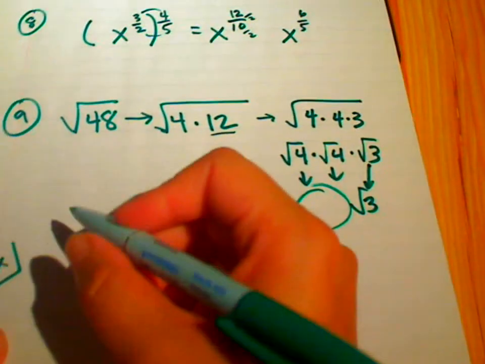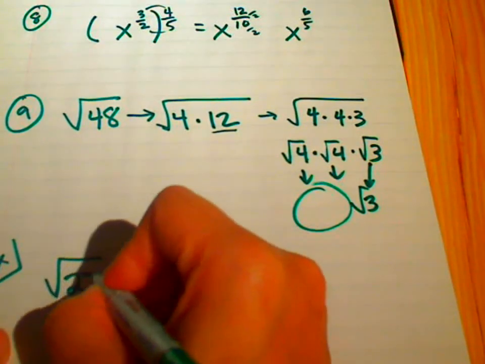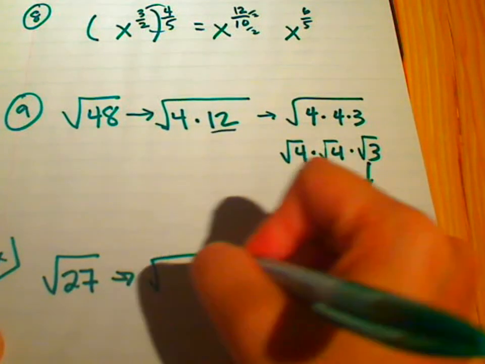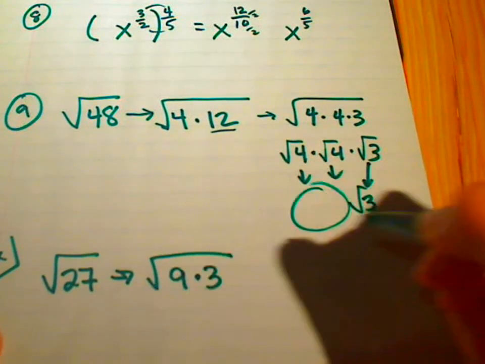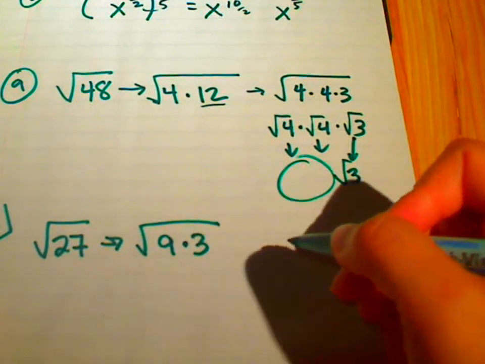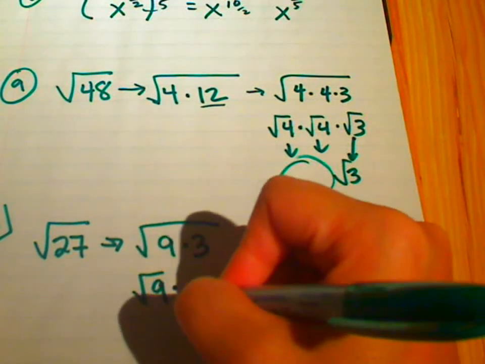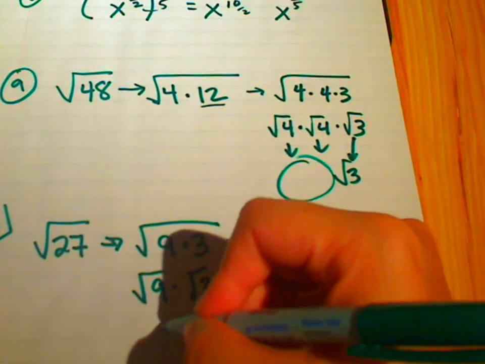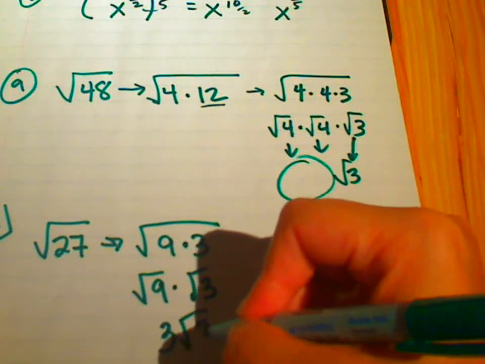So you need to figure out what that number is. Another example would be square root of 27. Well, I know that comes from 9 times 3. So I split it up, square root of 9 times square root of 3. This is simply 3 square root 3.